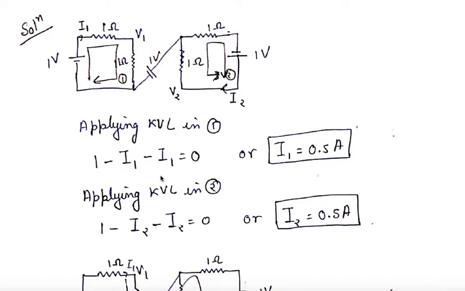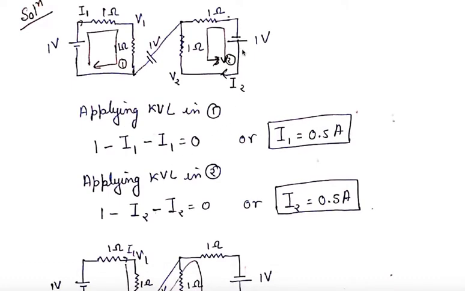Similarly, for the second loop, we'll apply our loop from here to here. So here we are going through the 1 volt source from negative to positive, so voltage will be positive. Then we are going in the direction of current, again it will come out to be minus I2, and then again we are going in the direction of current, so again it will be minus I2. So in a similar way the value of I2 will come out to be 0.5 ampere.